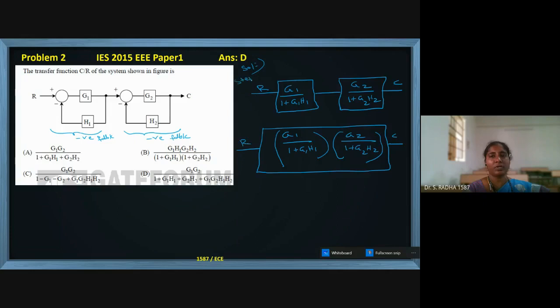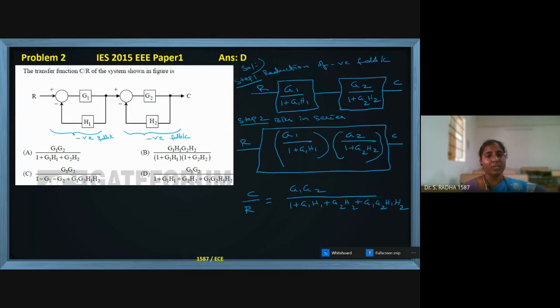This is step 1. We have used reduction of negative feedback, the rule we applied. In step 2, combining blocks in series, just a multiplication of two blocks. After simplification, C by R is nothing but whatever is inside the block. So we have G1 G2 divided by, multiplying the denominators thoroughly, 1 plus G1H1 plus G2H2 plus G1 G2 H1 H2.